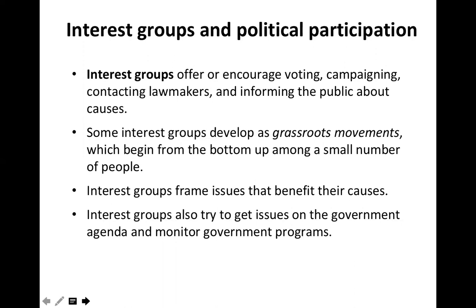Some interest groups develop as grassroots movements, from the bottom up, among a smaller number of people. If you have a feeling or an interest, you get like-minded people together, and you can create an interest group. In our city, a couple of interest groups have popped up regarding saving the community, helping the community be better, things like that, different causes.